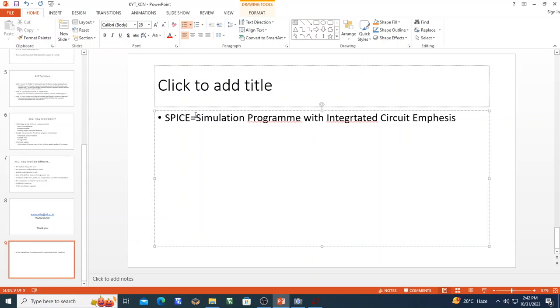Okay, this is S and this is P. Let me just make this as black. This is now black, and this is again SPICE. This is C. I am just specifically saying this because you should know what SPICE is: simulation program with integrated circuit emphasis.